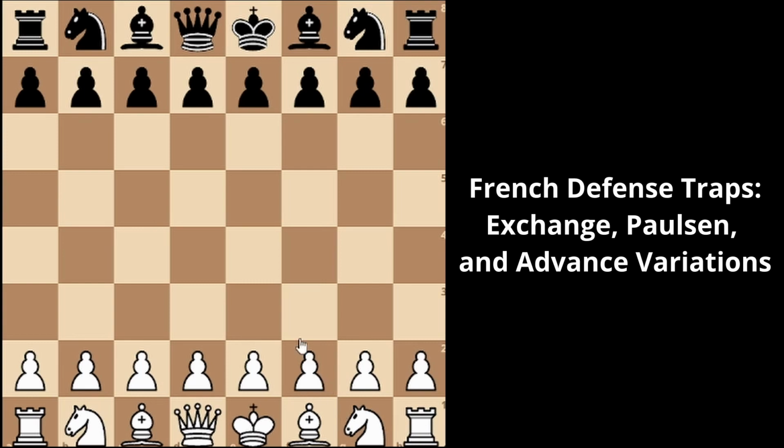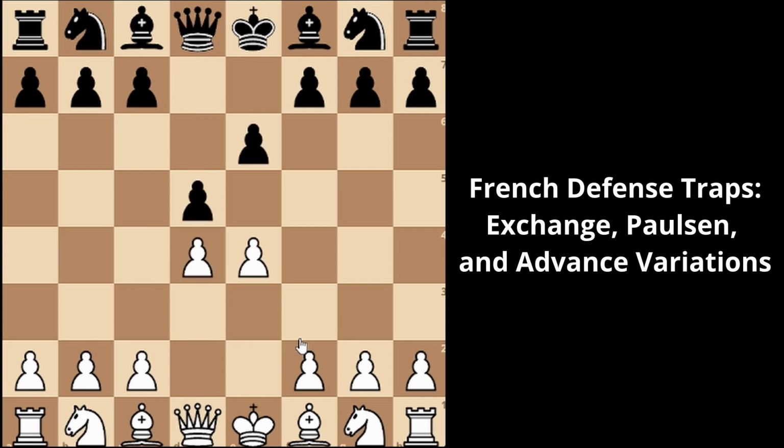Let's take a look at 3 traps from the French defense. This opening starts with e4, e6, and from here the most popular moves are d4 and d5.